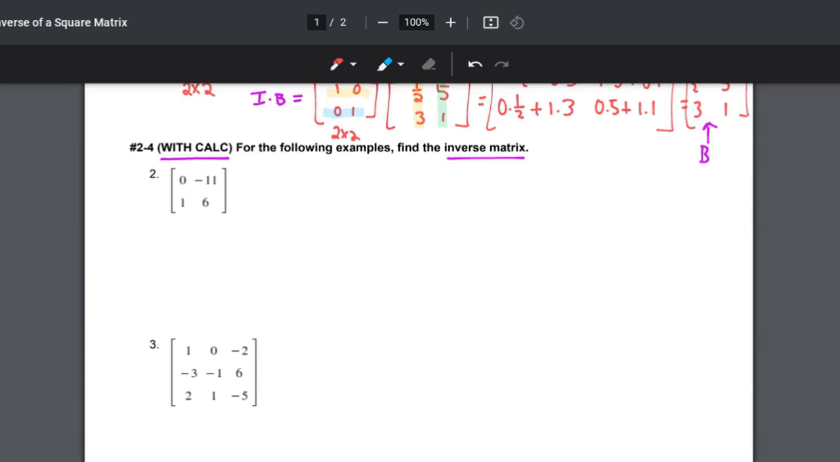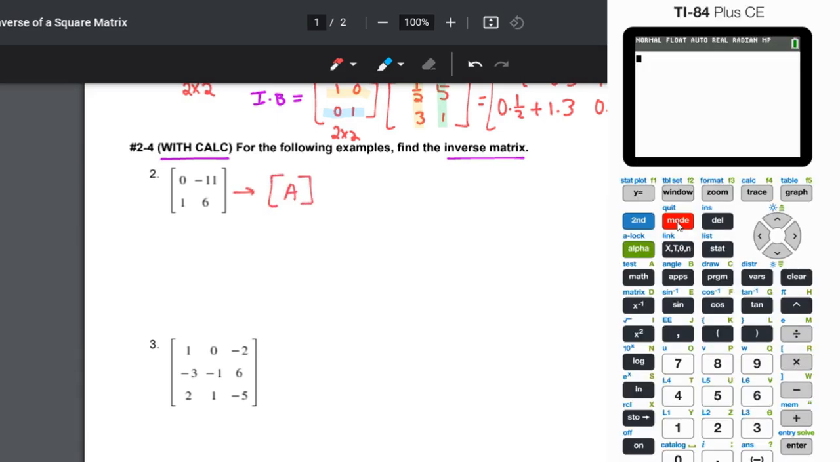So first thing we're going to do is input this original matrix into matrix A. You can put in any matrix name that you want, but I'm just going to choose that one because that's the first one. So I'm going to hit second matrix, move over to edit. And then remember, anytime you edit a matrix, you have to give it the dimension. So this is a 2 by 2 matrix. So I'm going to hit 2, enter, and then 2, enter.